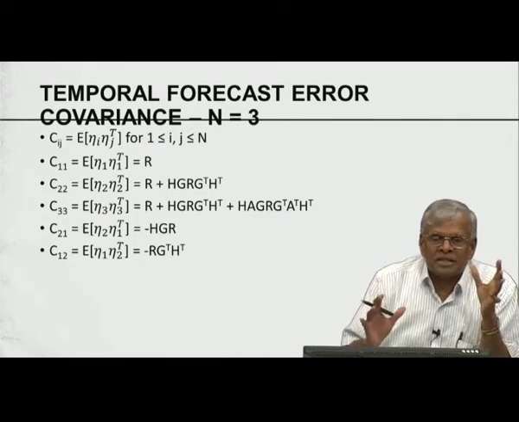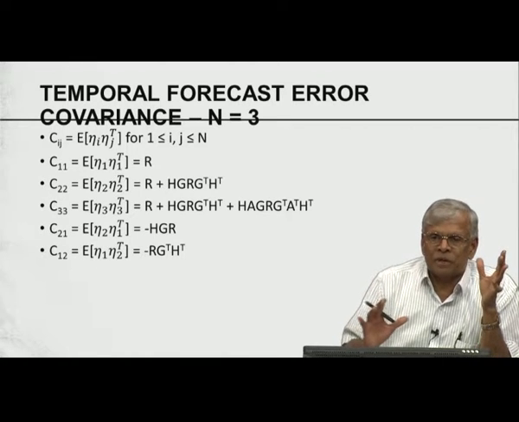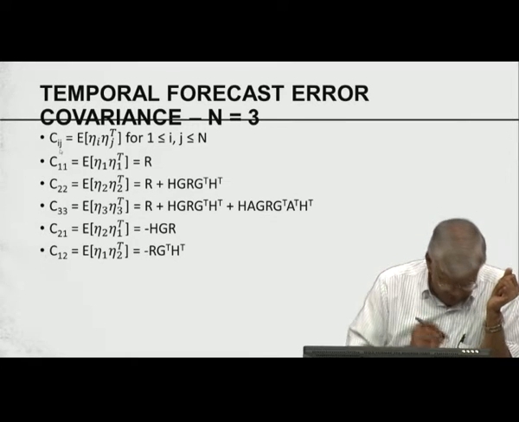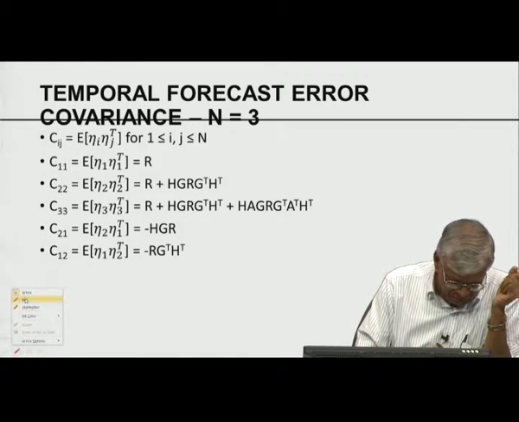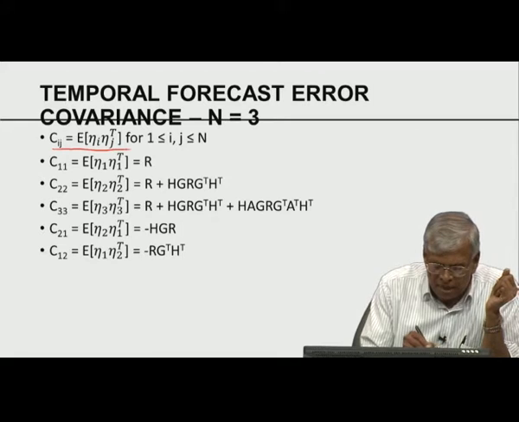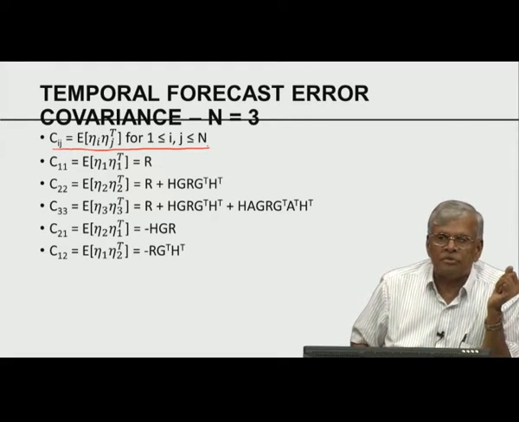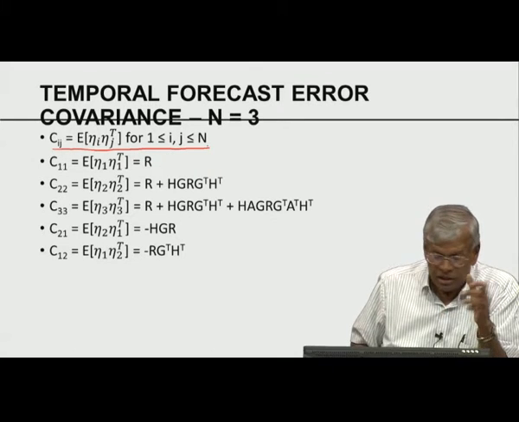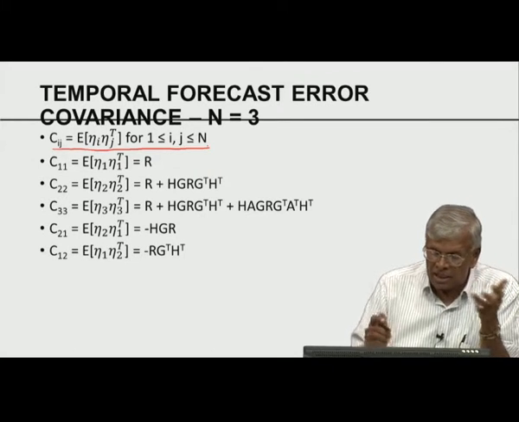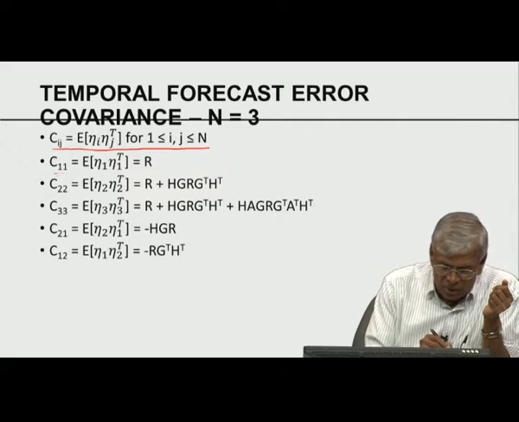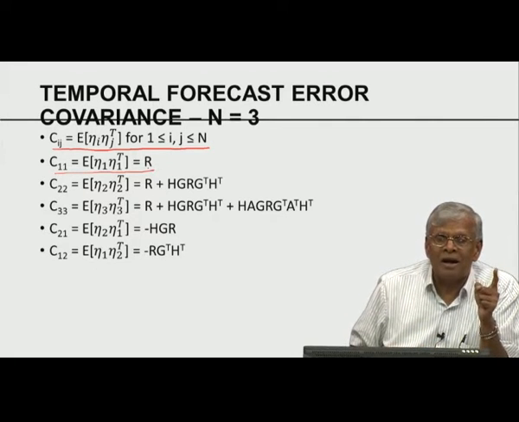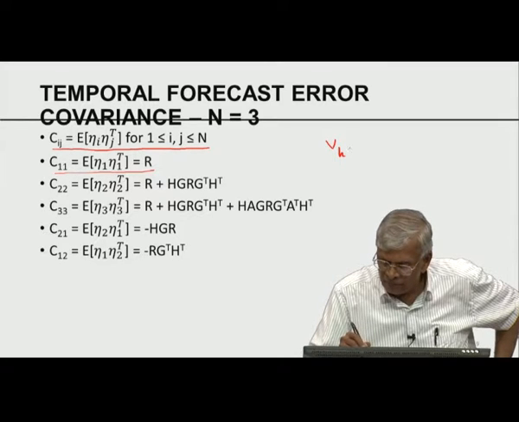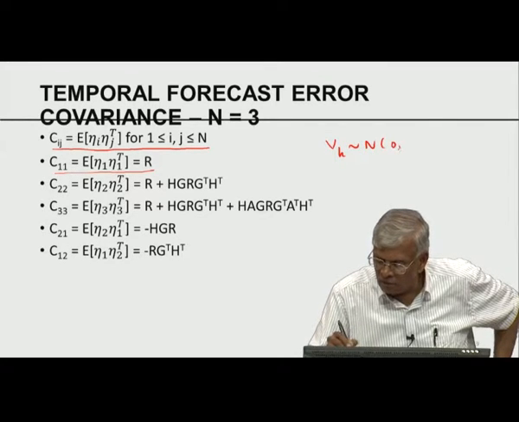A simple exercise in statistics, computation of correlation, tells you Cij, which is the correlation between errors at time i and errors at time j, is given by the expected value of eta i eta j transpose. In the case when n is equal to 3, C11 is given by R. What is R? Please go back now. Vk is equal to N of Rk.